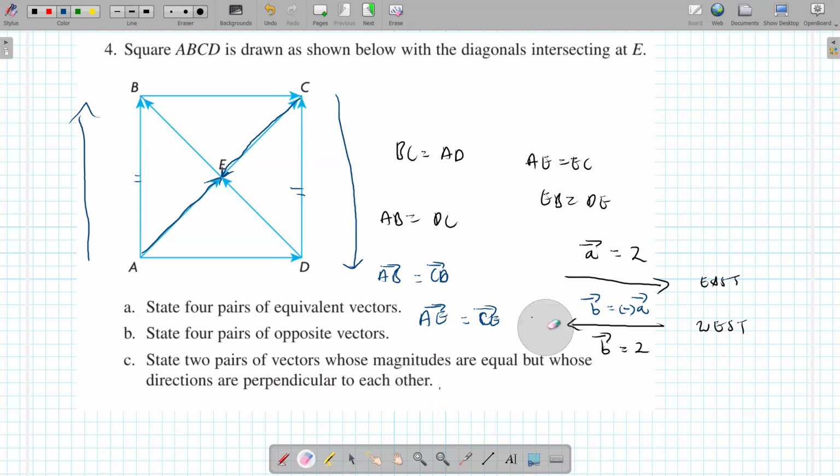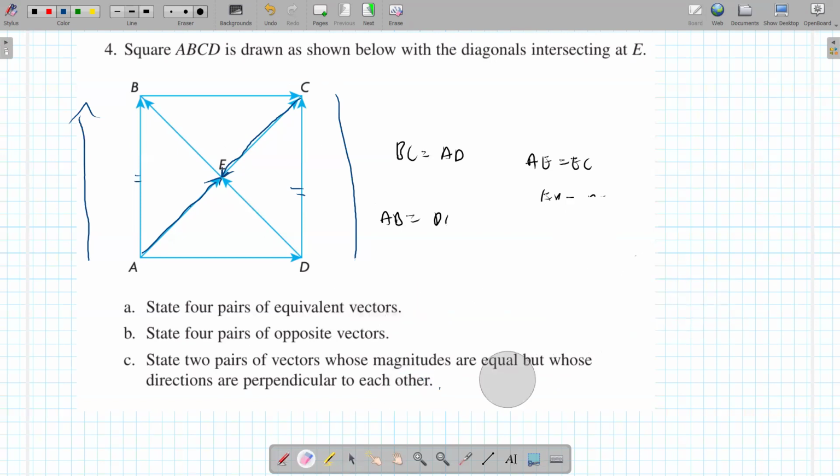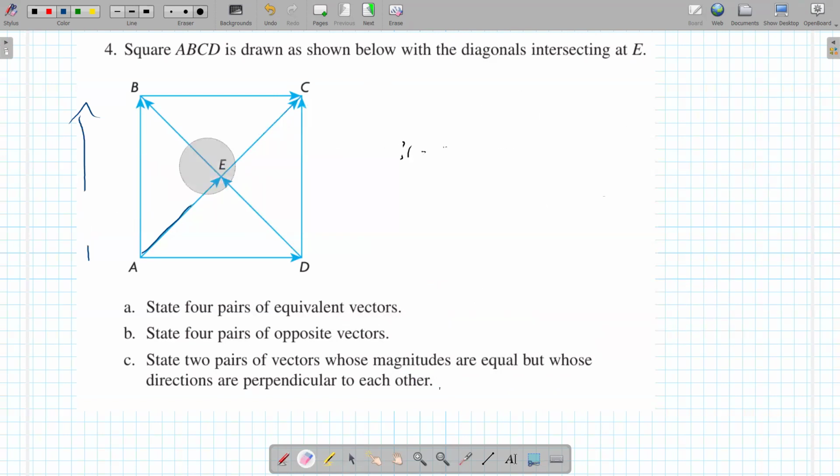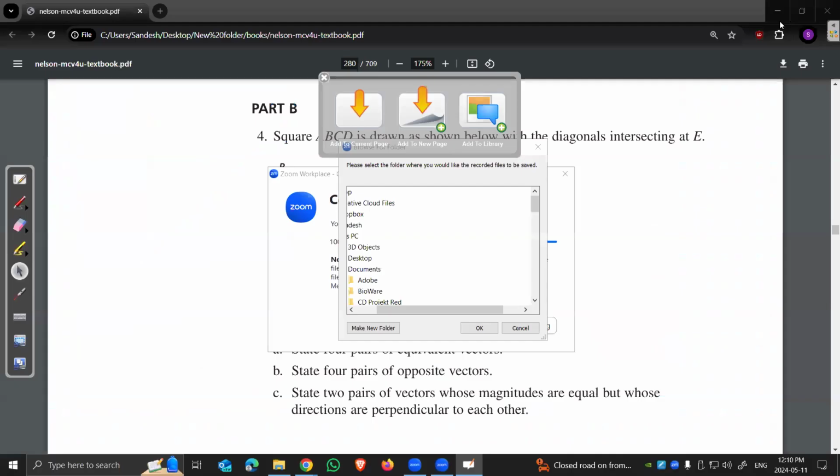Part C, state 2 pairs of vectors whose magnitudes are equal, but whose directions are perpendicular to each other. Again, we're just looking for vectors with equal lengths. So we can say this and this, because that's 90 degrees. We can say AB is perpendicular to AD, and we know their magnitudes are the same. And the other one is, there's multiple, BC and DC. And you're done with this question. It's pretty basic.